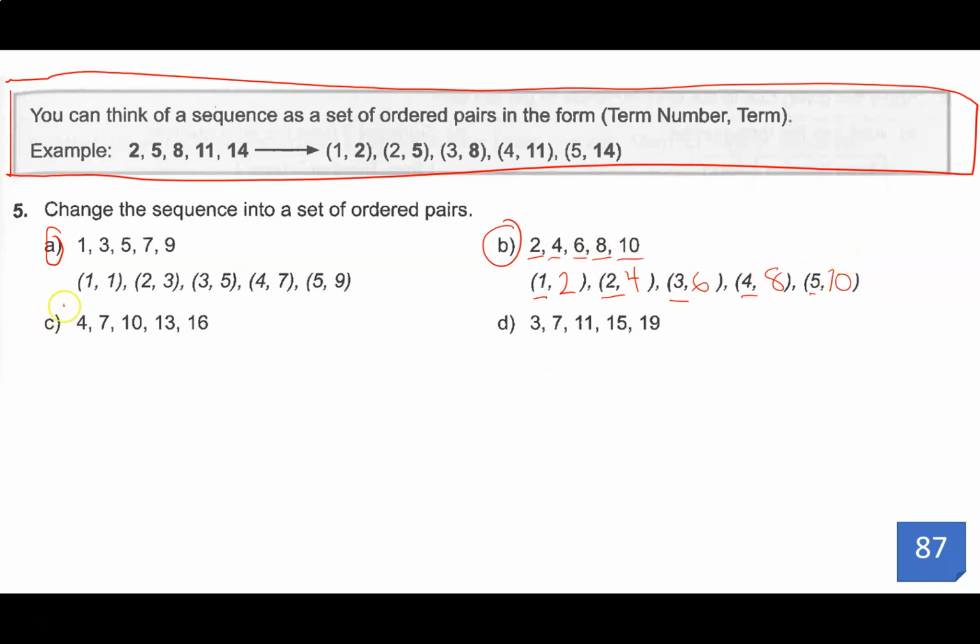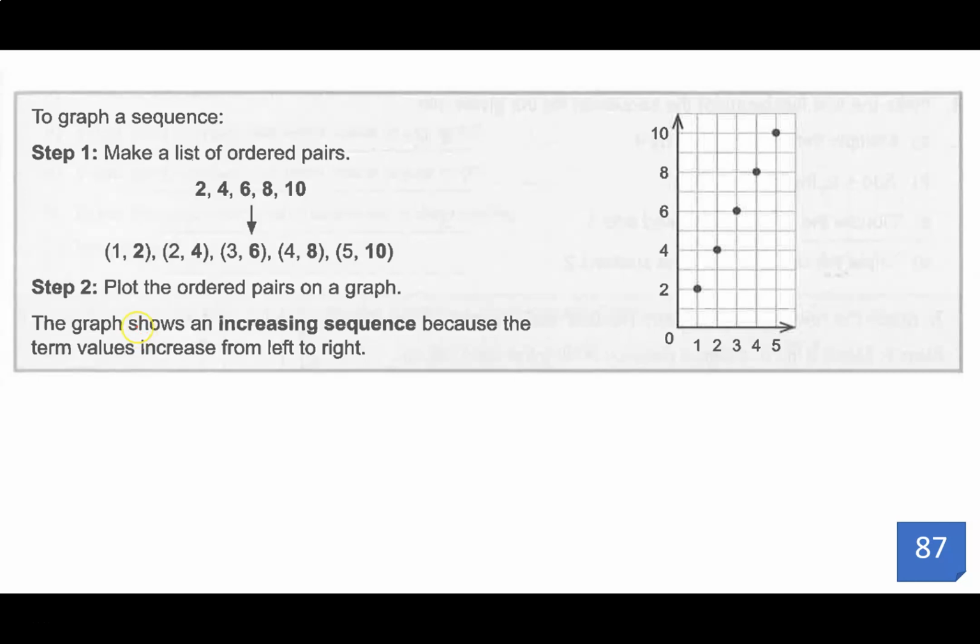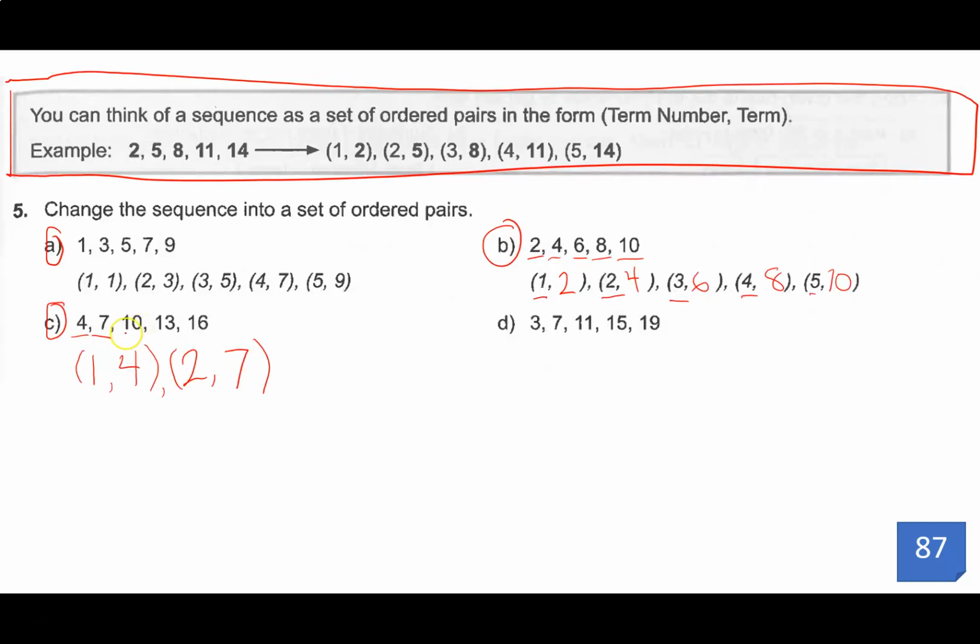All right, let's start C together and then you can finish. So the X digit is 1. The first number is 4. You can separate those with commas as well. The second number is 7, so our ordered pair is 2, 7. You're going to have 3 more ordered pairs for 10, 13, and 16. Please finish C by yourself and do D as well.